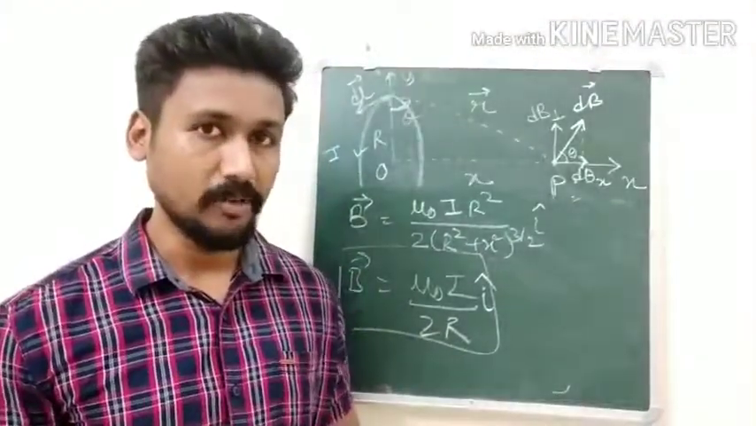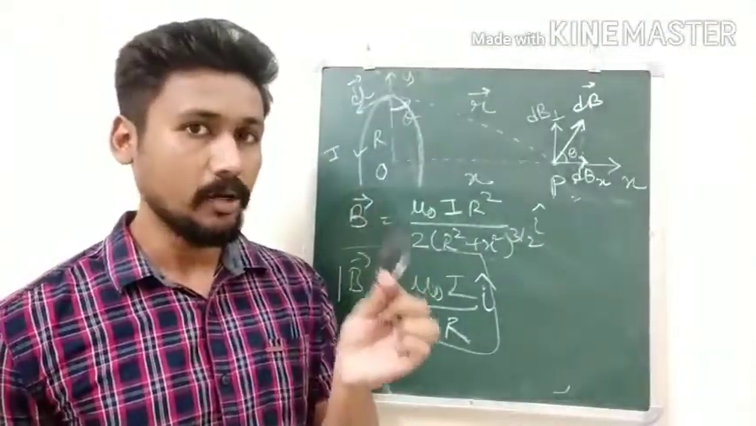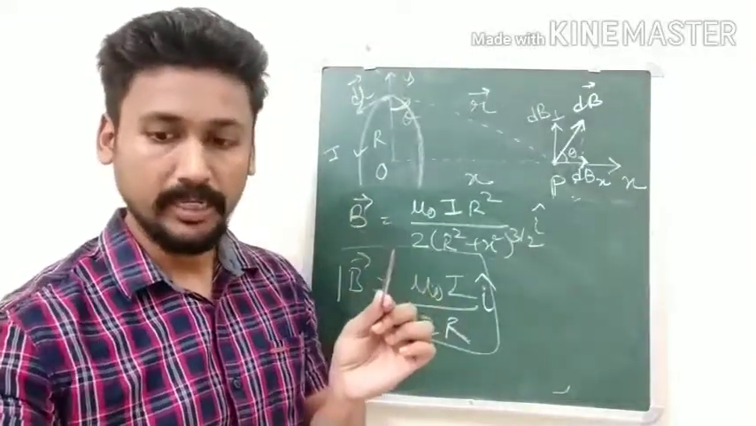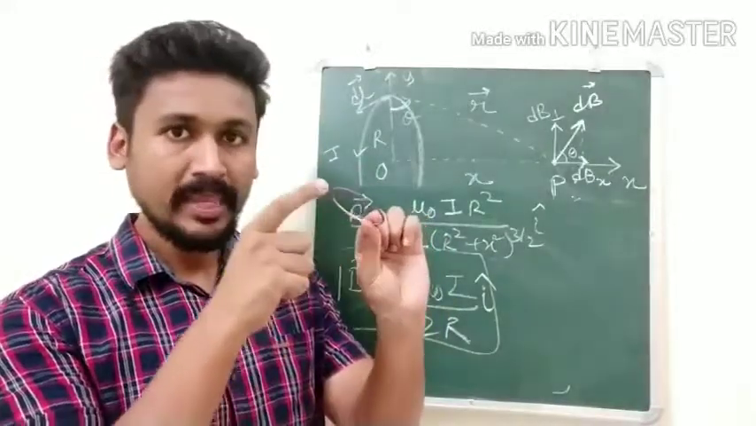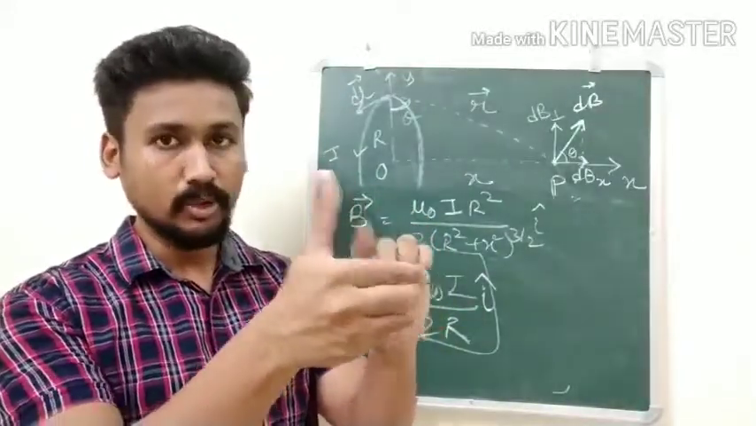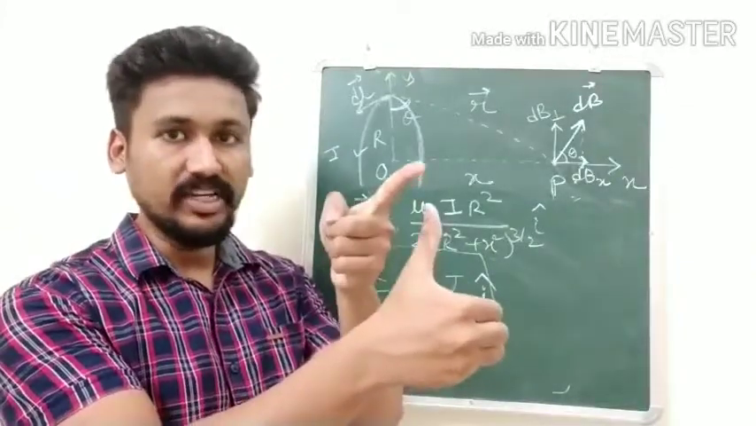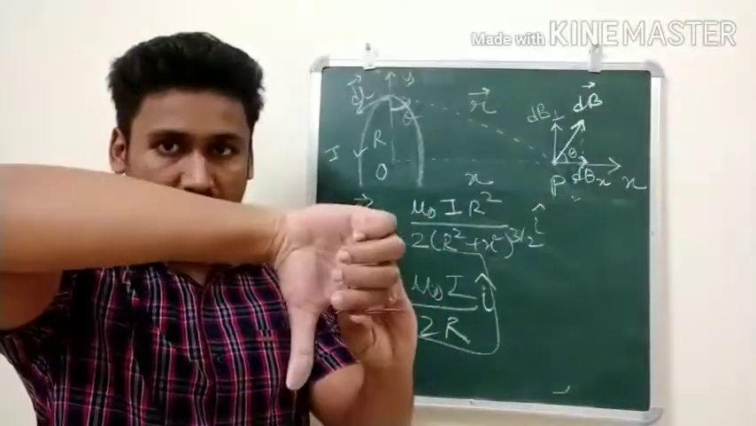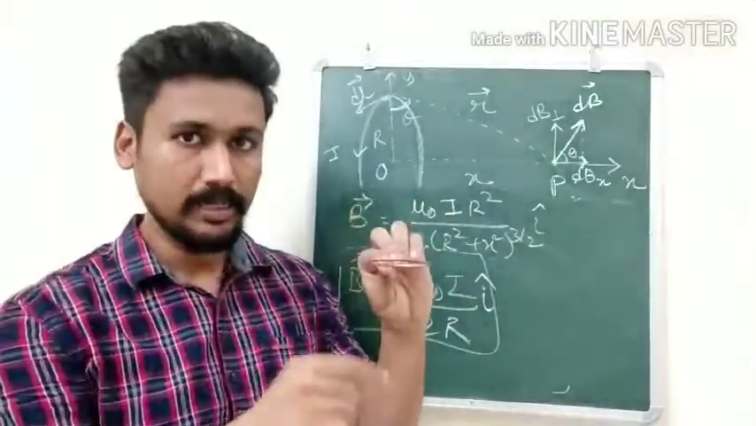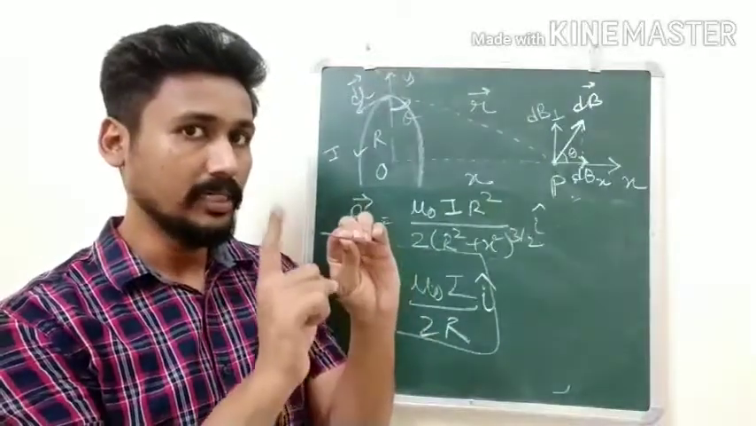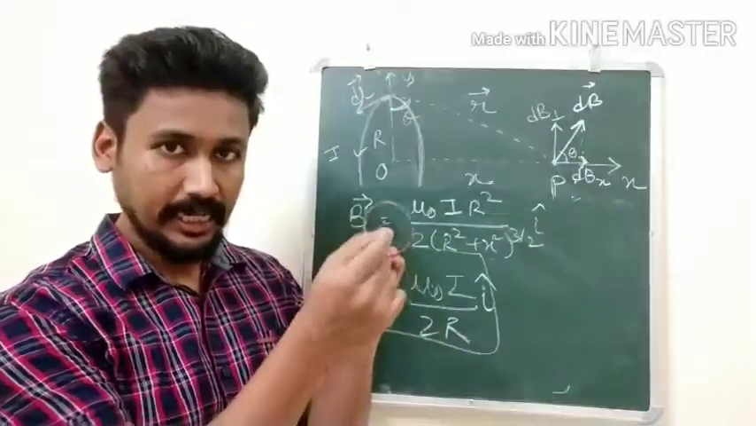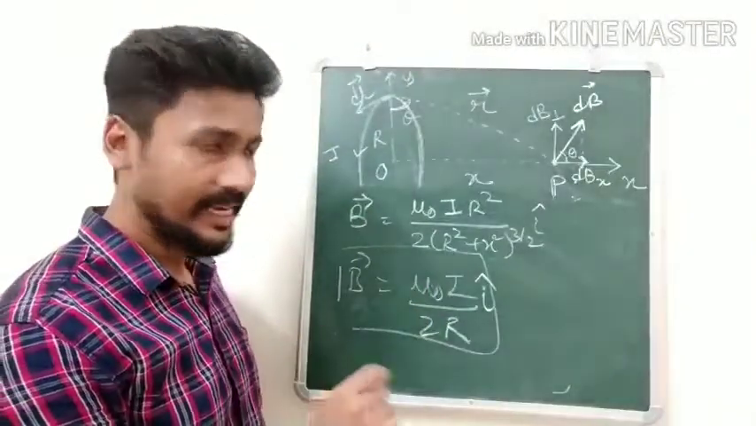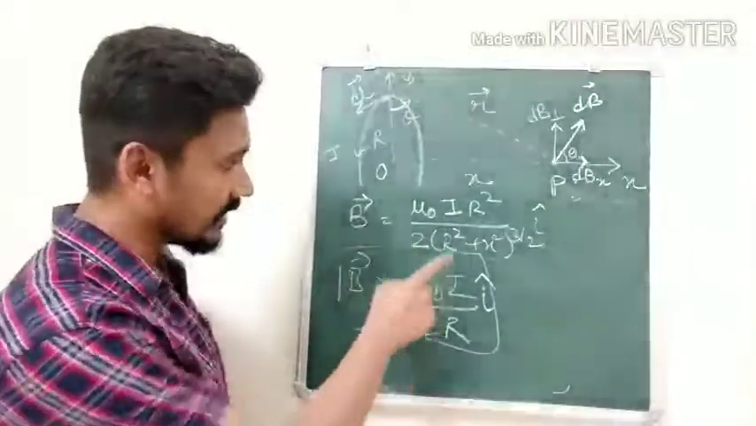So what you understand from this is that if there is a circular loop, the magnetic field will always be perpendicular to the plane of that loop. If the current is going like this, the magnetic field is perpendicular in the upward direction. If the direction of current is opposite, the magnetic field will be going downwards. But always it is perpendicular to the plane of that loop. At the center of that loop, the magnetic field is given by μ0 I upon 2R, and at any other point on the axis, it is given by this equation.